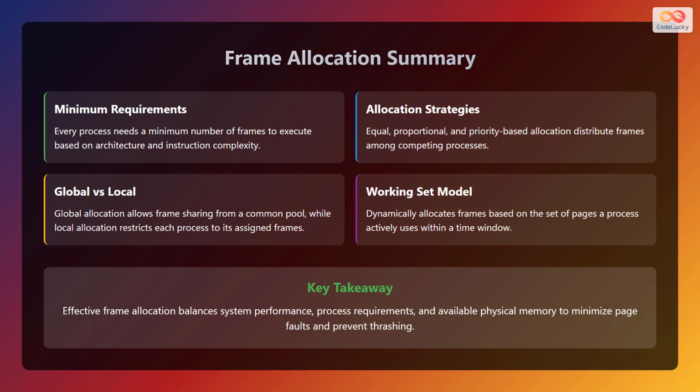In conclusion, effective frame allocation involves balancing system performance, process requirements, and the available physical memory. The goal is to minimize page faults and prevent thrashing, ensuring the system runs smoothly and efficiently.